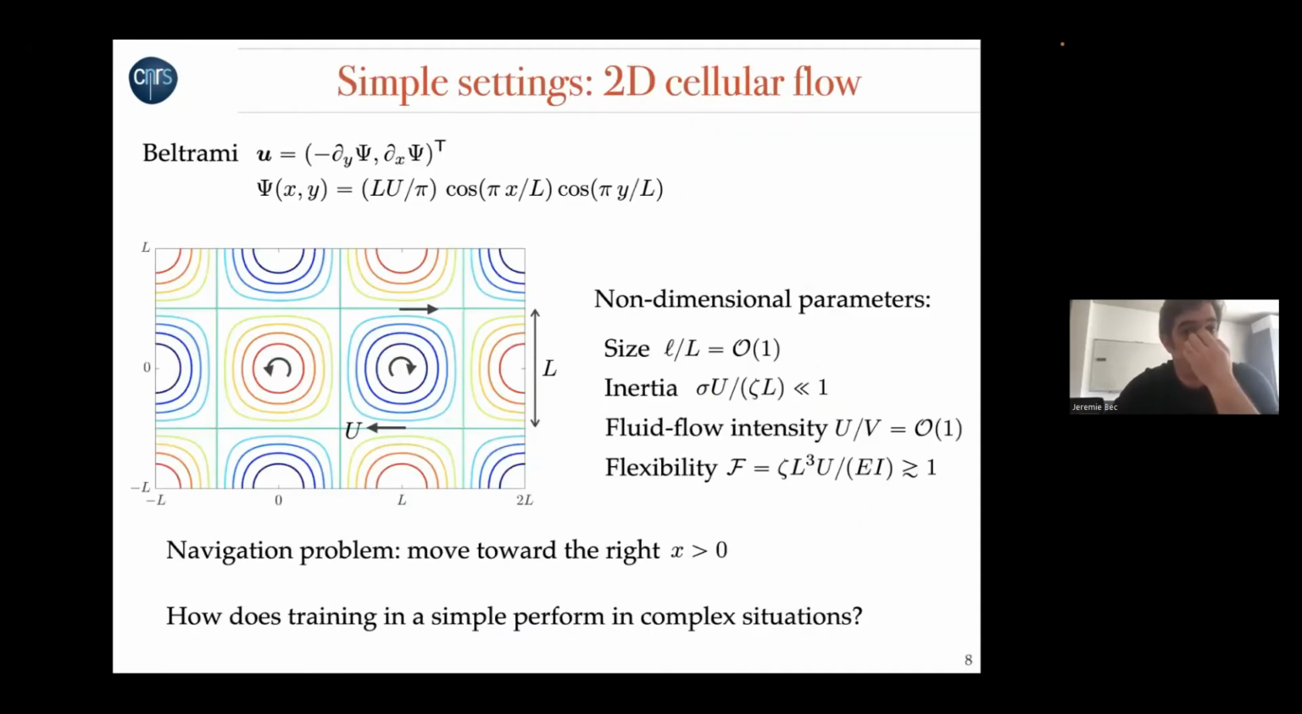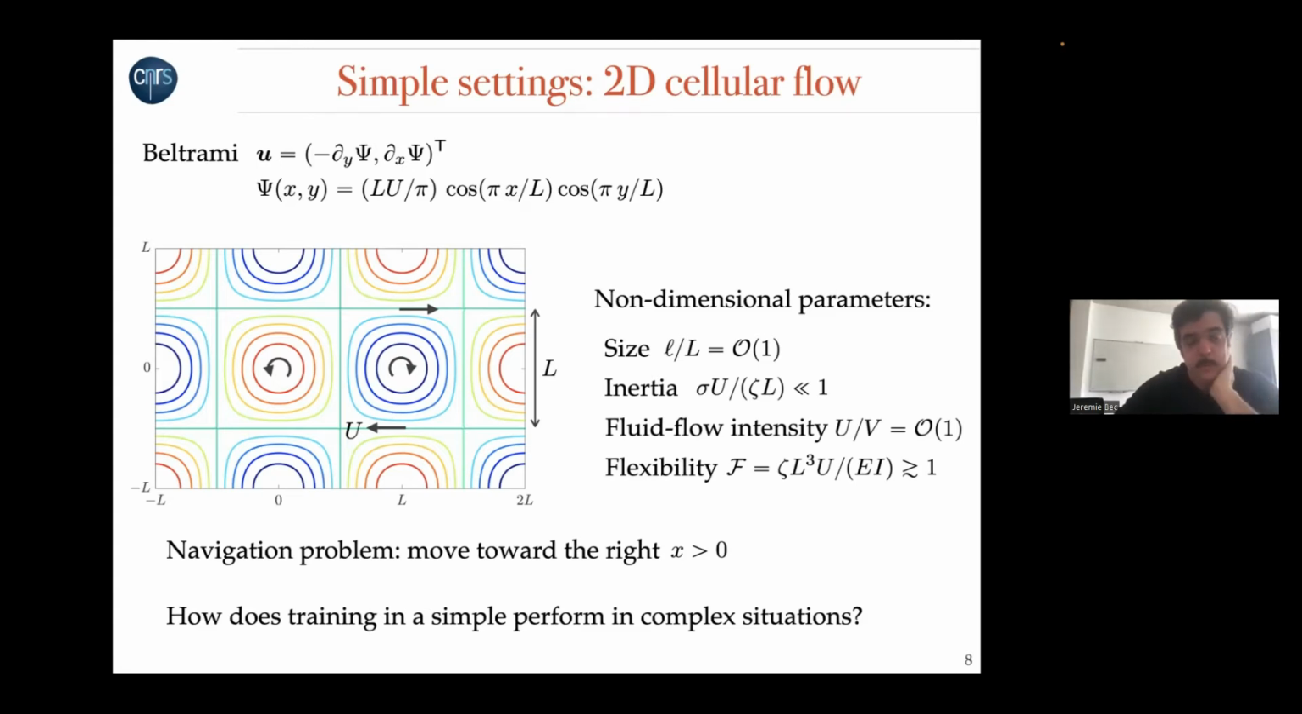So now concerning the kind of flow I will start with. I wanted to exhibit some kind of simple test case in which one could try to see how such an undulatory swimmer is performing in the presence, this time, of an outer flow. The simplest case that most of us very often consider is the case of a two-dimensional cellular flow.